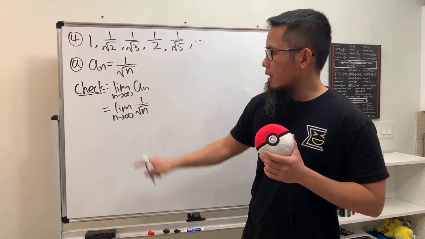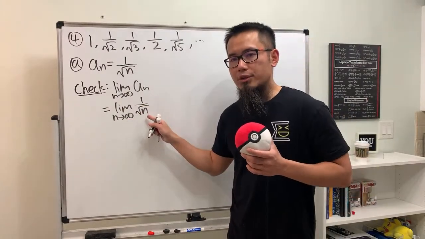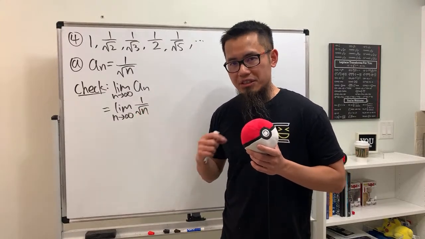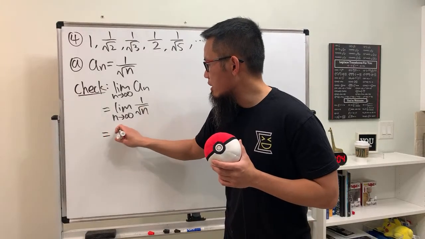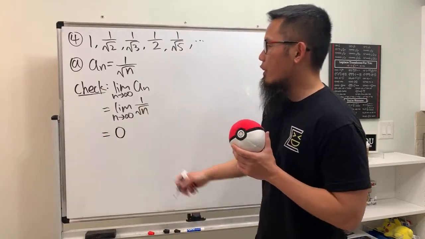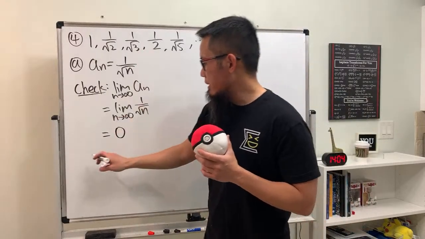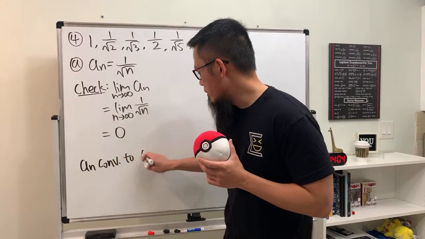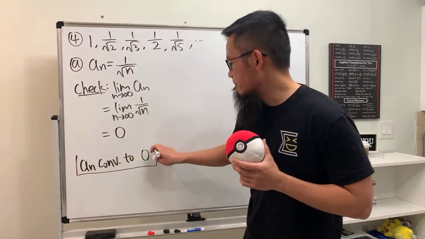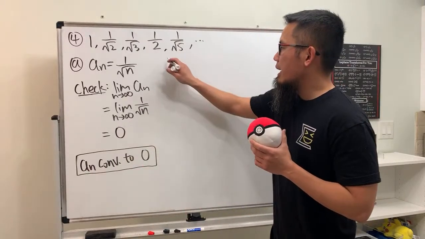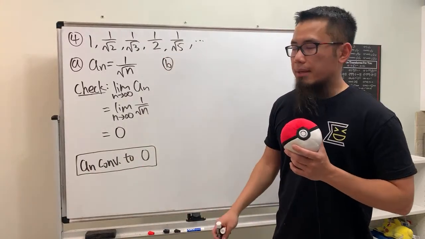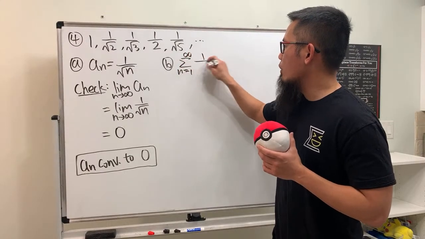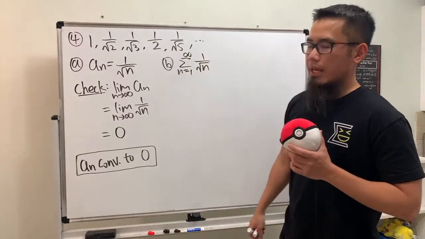Right? Put infinity to here, you can work this out in your head. Square root of infinity is infinity. 1 over infinity is 0. So all in all, this right here gives you 0. All right? Good. So this means an converges to the number 0. So this is very nice. Right? Now, for the second part, we are going to see if the series as n goes from 1 to infinity, 1 over square root of n, converges or not.